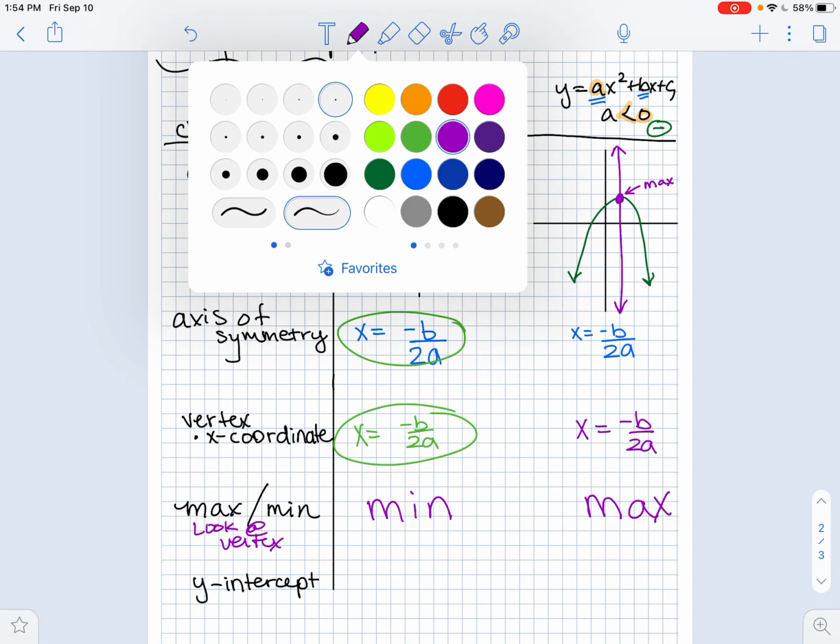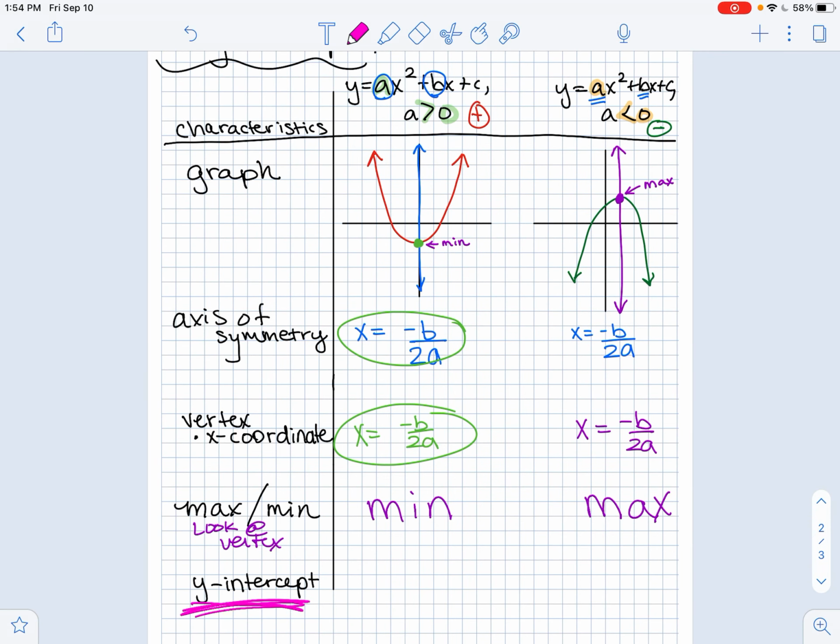And then the other thing they both have in common is the y-intercept is always the value of whatever c is. Both of them. So this c is right here. Okay?